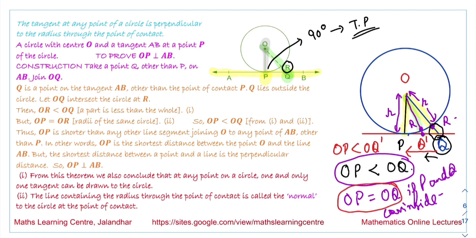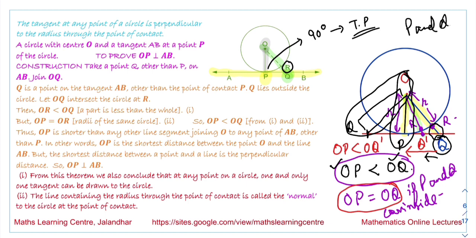Similarly, if we consider the point Q on the other side, again we join these two points O and Q. This length OQ is greater than the length OP. It means that out of all these lines OQ, OP is of minimum length, that is the line OP will be of minimum length when P and Q coincide. So what we get is that this line OP gives us the minimum distance between the point O and the line AB.